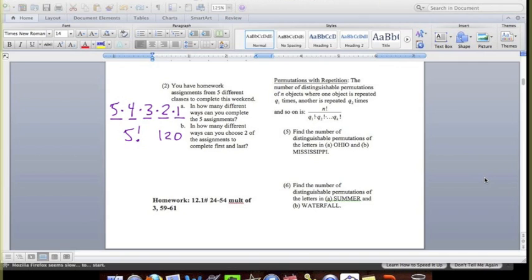For part B, in how many different ways can you choose to do 2 of the assignments, something first and something last? We don't care about the middle here. So I'm looking at my 5 books, and I'm like, all right, where am I going to start? Because starting is the hardest part, right? It's like getting the motivation to just begin. So choosing how you're going to begin, and then which one are you going to procrastinate until the last?